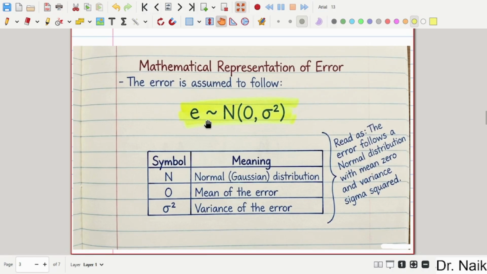E follows a normal distribution with mean 0 and variance sigma square. N means normal or Gaussian distribution, this 0 is the mean of the error, and sigma square is the variance of the error. This E means error.